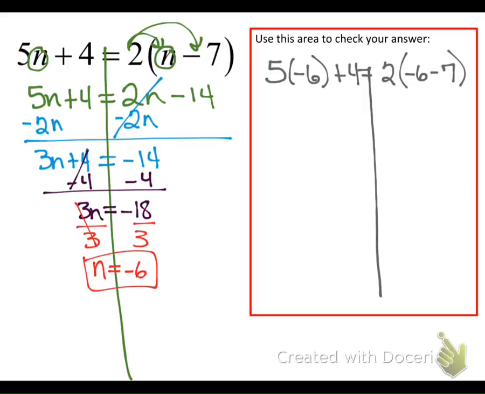So on my left side, I have 5 times negative 6 plus 4. So what would I do first there, according to order of operations? Well, it's not parentheses, but it's multiplication. So what's 5 times negative 6? Okay, so I'm going to bring down my negative 30 plus 4. Then this particular one, I'm just going to work my whole left side before I go to my right side. Now I have negative 30 plus 4. So what's negative 30 plus 4? Okay.